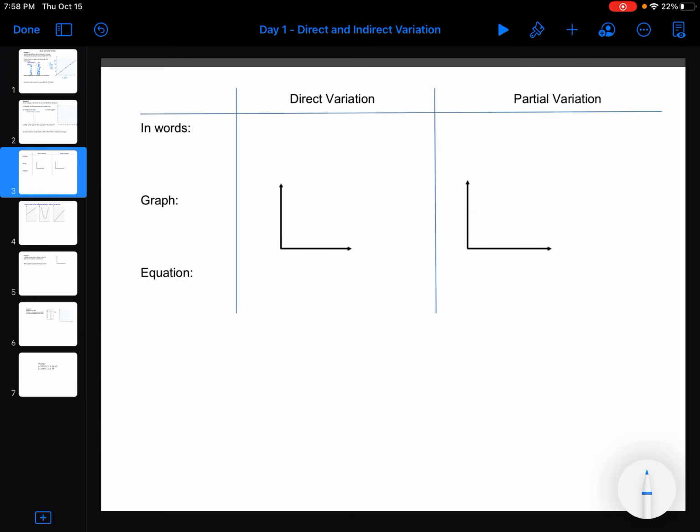Okay. What we were looking at in that second one was a partial variation. Our variation is always varying at the same rate. We don't have a direct variation to our answer because we also have that initial cost. So in words, when we're looking at this, there's no initial value for direct variation, and there is an initial value for partial variation.